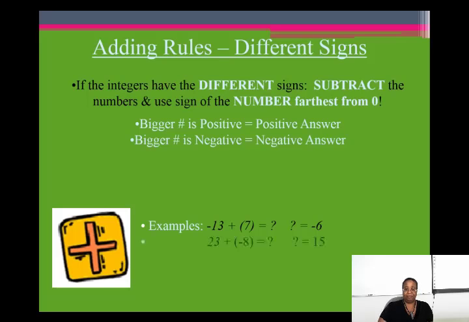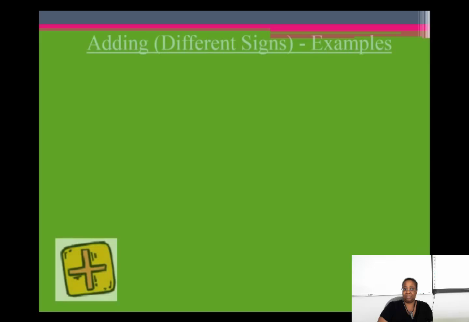Here's another example. 23 plus a negative 8. If I take the difference of their absolute values, 23 minus 8 is 15. Which one of these terms is furthest from 0? The 23 is. So 23 happens to be positive. It's on the positive side of the number line, so your answer is going to be positive. It's further from 0. Okay, we can run through those examples again.